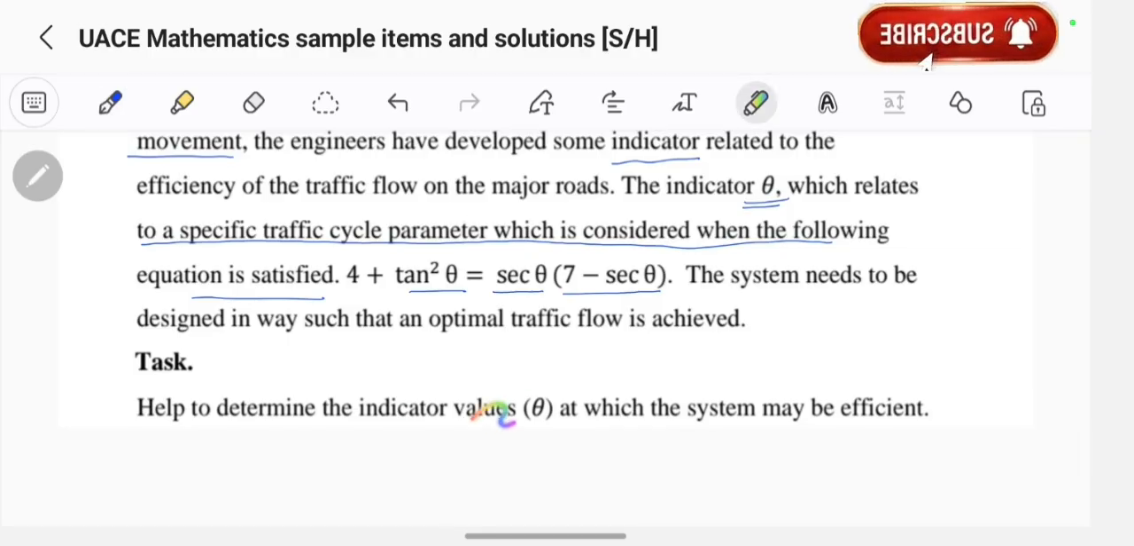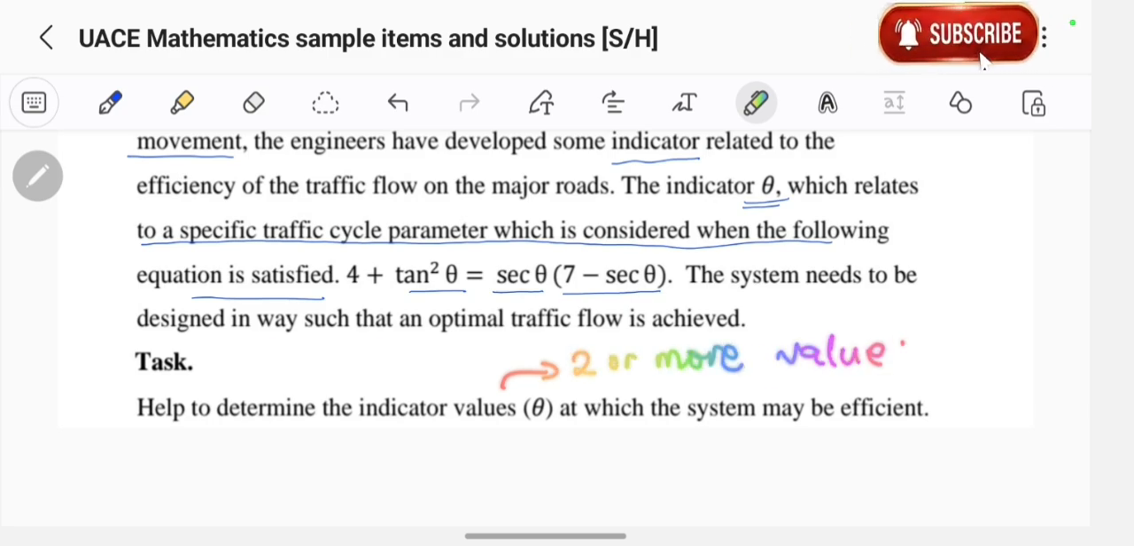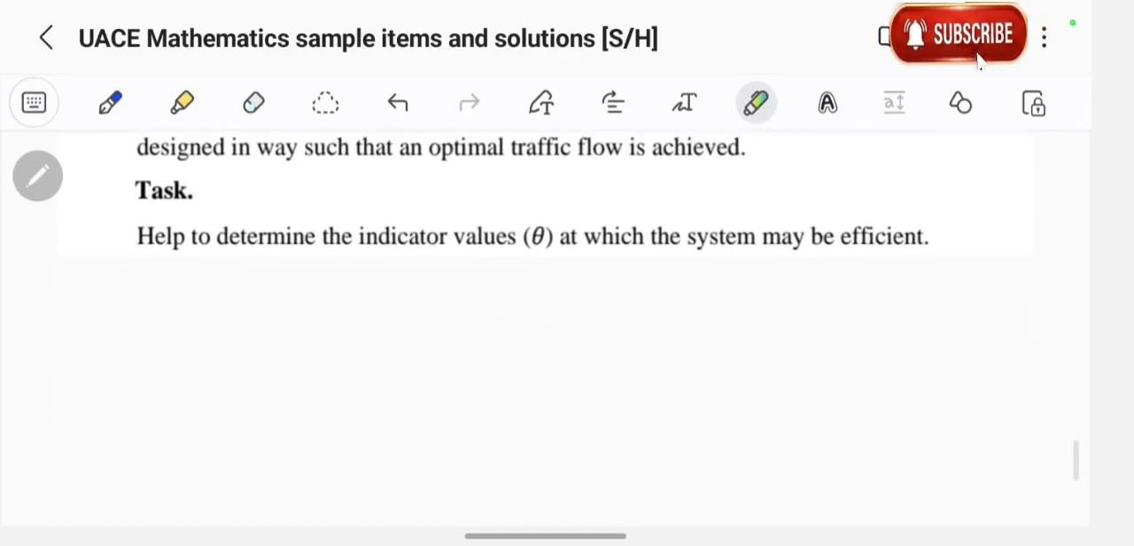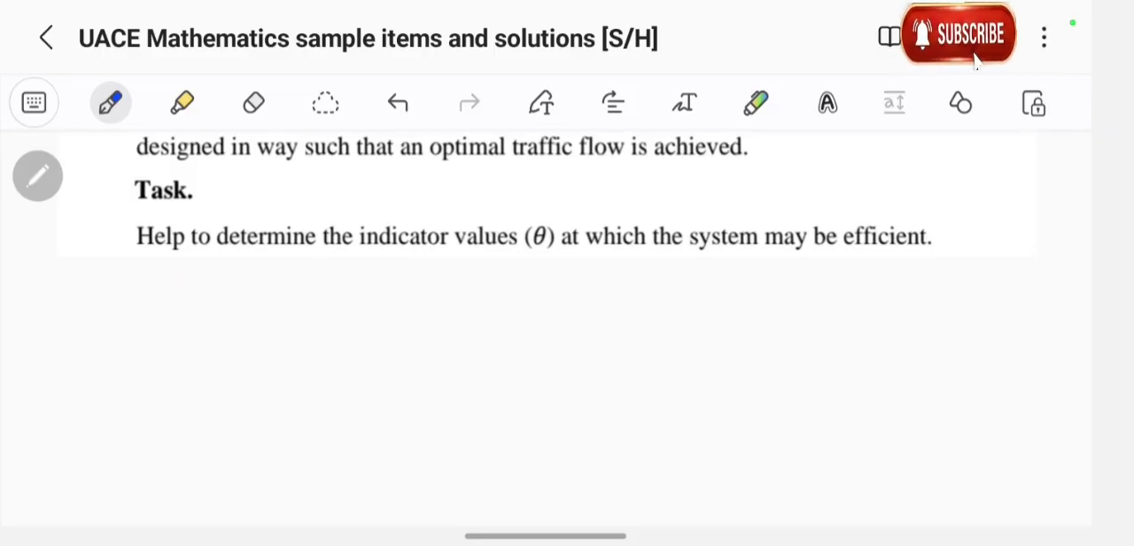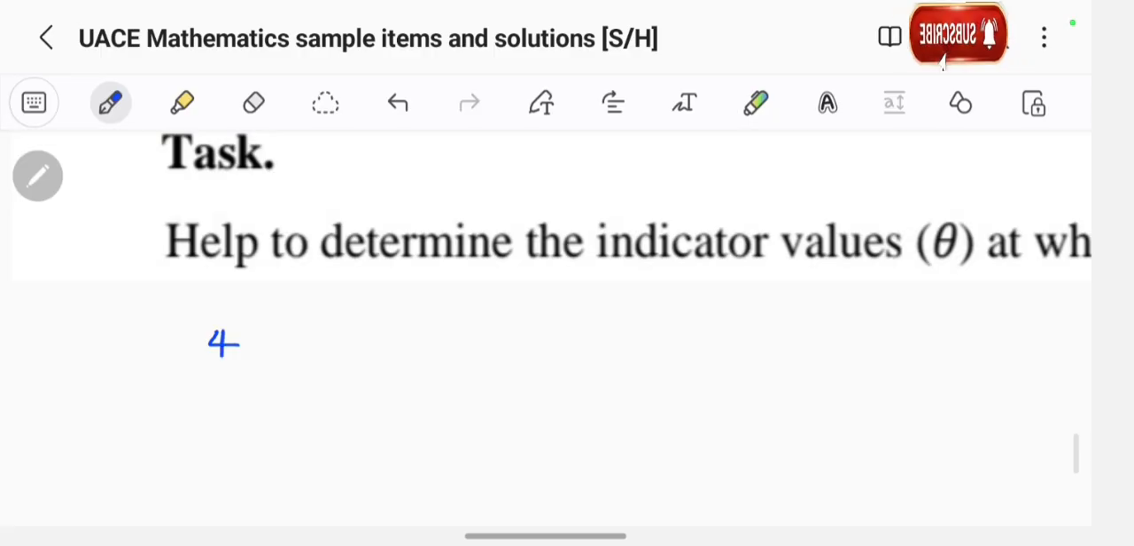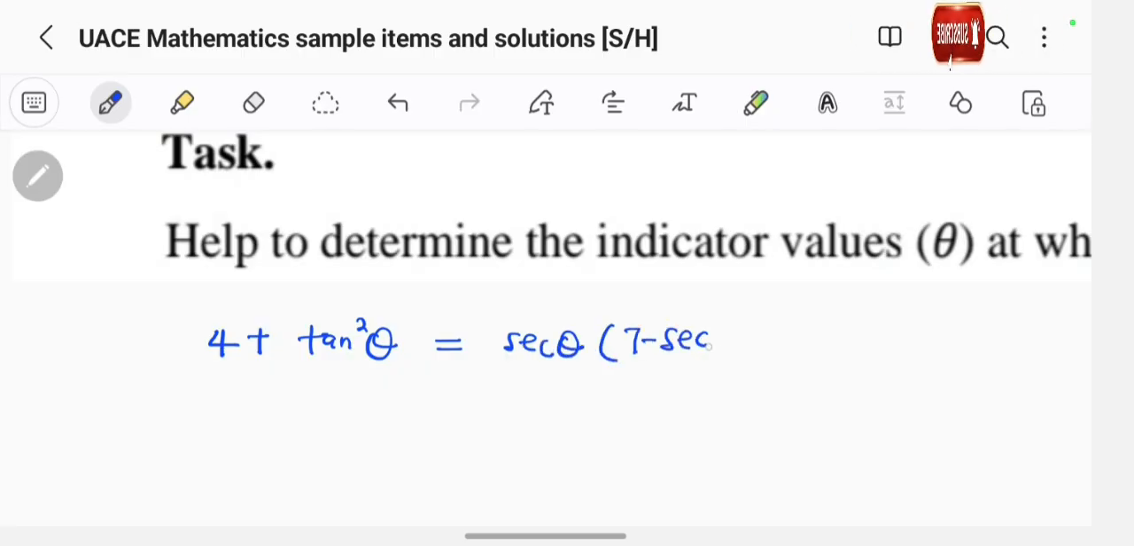So this statement says values, not value, at which the system may be efficient. It means that we are going to end up with two or more values. So how are we going to deal with this number? First, we summarize our question. So we are given 4 plus tan squared theta is equal to sec theta (7 minus sec theta).